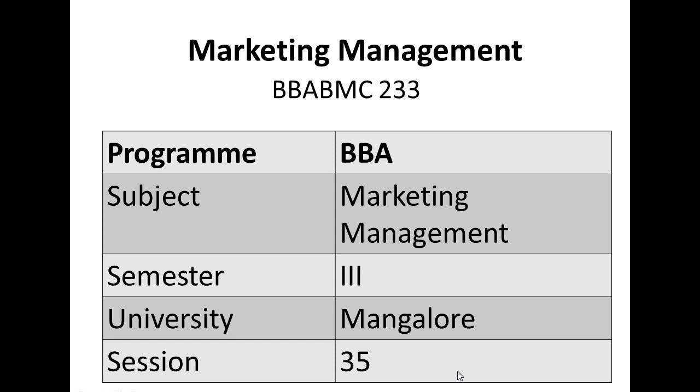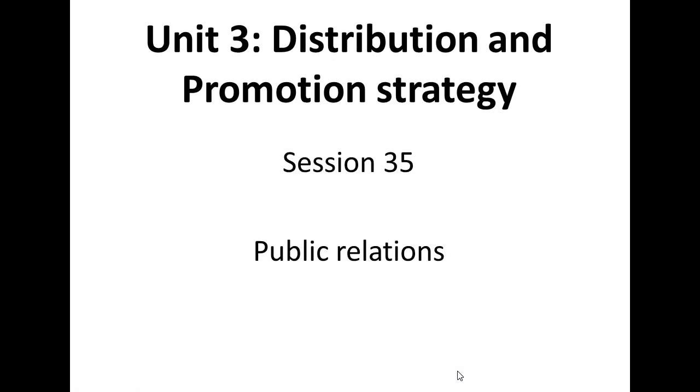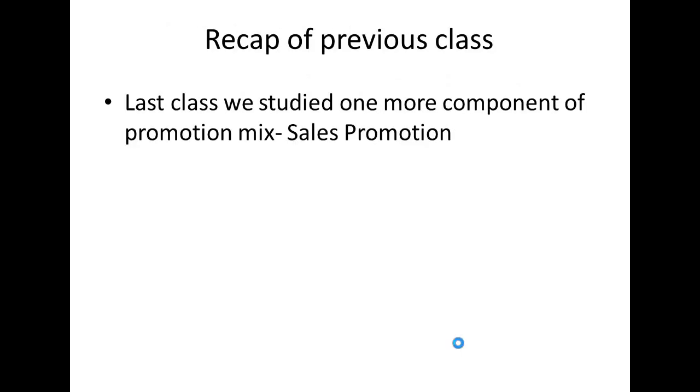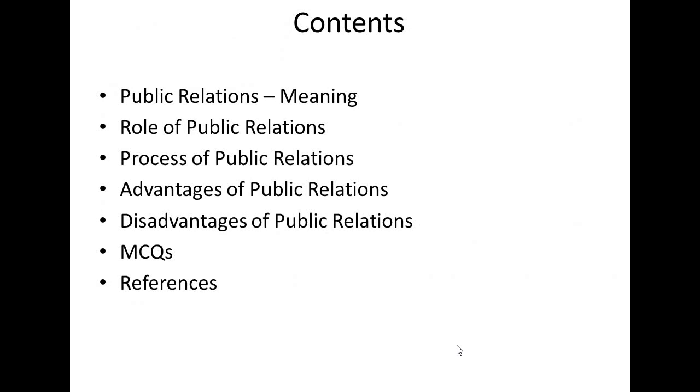So we are in the chapter of promotion and distribution, and we have almost finished with all the promotion mix, and we are left with the last mix of promotion, that is public relations. So in the promotion mix, we have studied the five elements: advertising, personal selling, publicity, then direct marketing and personal selling. So today we are going to touch upon public relations, the role of public relations, process and advantages and disadvantages of public relations.